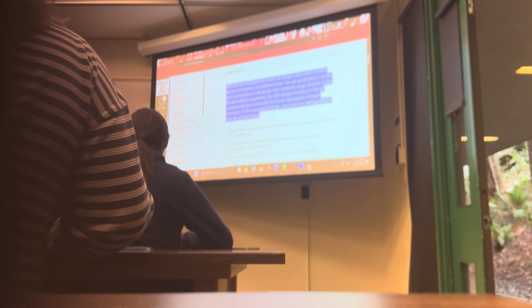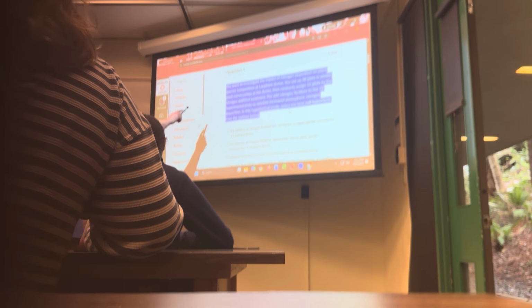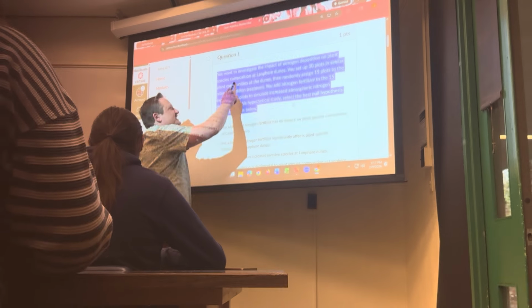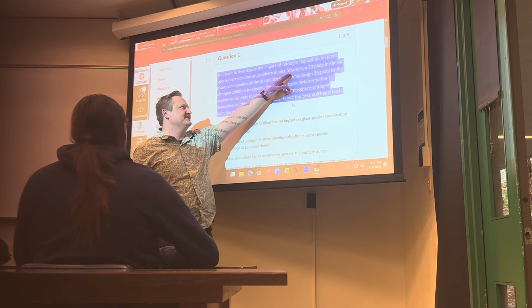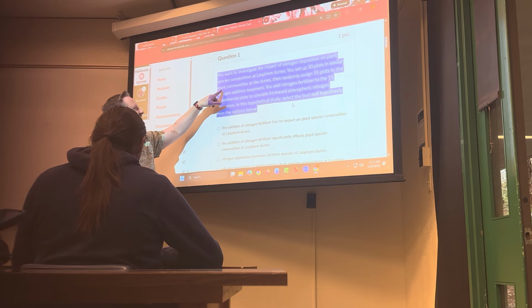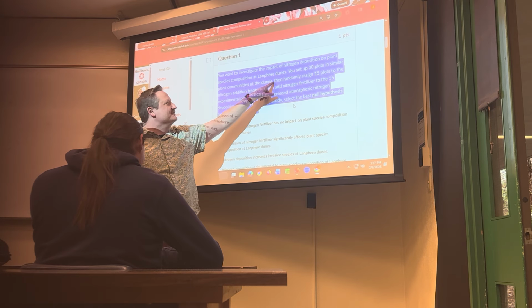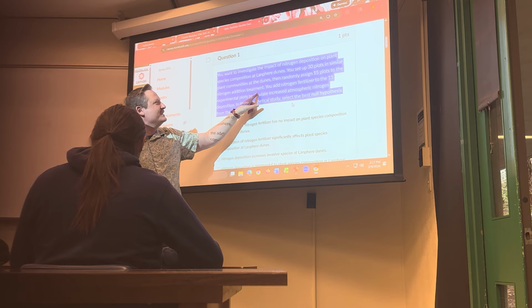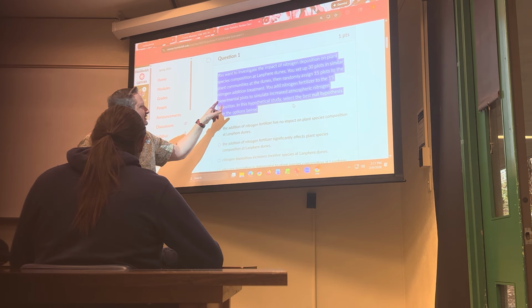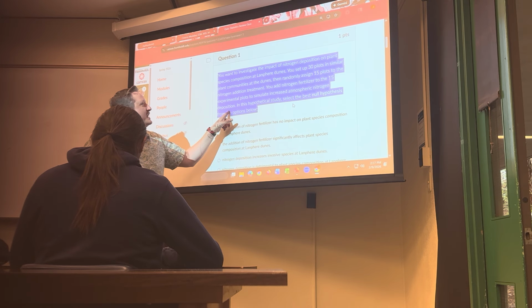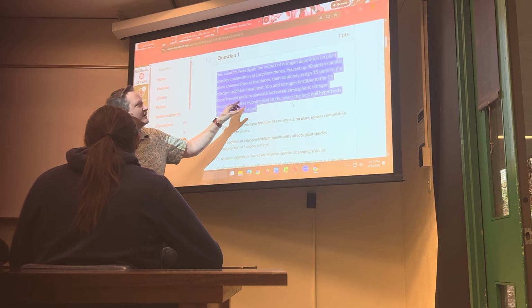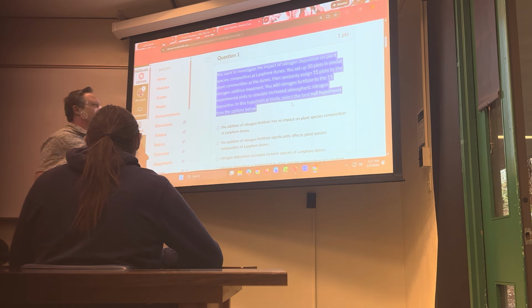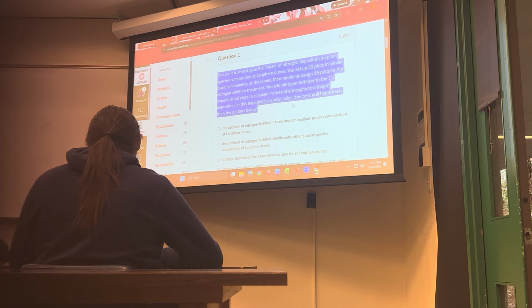Okay. So question 1. You want to investigate the impact of nitrogen deposition on plant species composition at the dunes. You set up 30 plots in similar plant communities at the dunes. You assign 15 plots to the nitrogen addition treatment. You add nitrogen fertilizer to those plots. And then you're going to compare the ones that you added the extra nitrogen to with the ones that you did not add the extra nitrogen to.